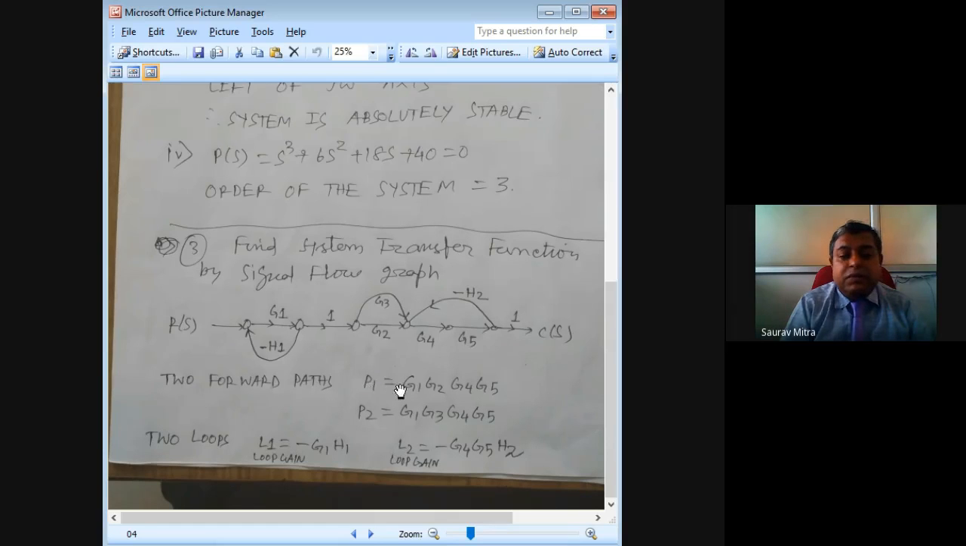One forward path, P1, is G1, G2, G4, G5. Another forward path, P2, is G1, G3, G4, G5. There are no forward paths other than these 2. And just check how many loops are there. So how many loops are there? First loop is G1 and minus H1. What does this minus indicate? This minus indicates that this is a negative feedback path.